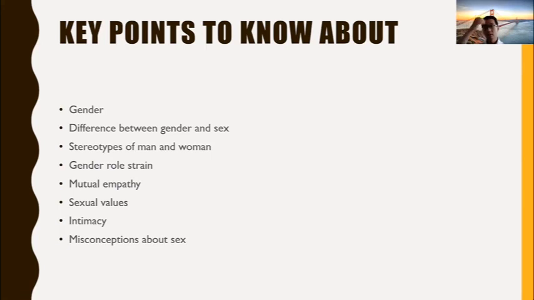So that's all the stuff for today's lecture. So here are some key points to know about. First of all, we need to know what gender is, and the differences between gender and sex. And we can know about the stereotypes of men and women. We could talk a lot about the stereotypes of men, and a lot about stereotypes of women. And we need to know about gender role strain, which is a negative outcome from those gender stereotypes. And we need to know what mutual empathy is, and what sexual values and intimacy are. And we can know about the misconceptions about sex, some wrong beliefs about sex.